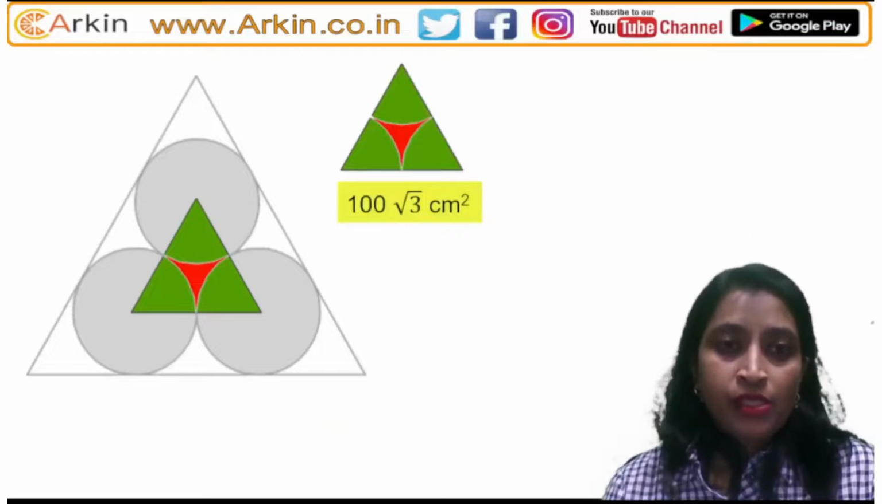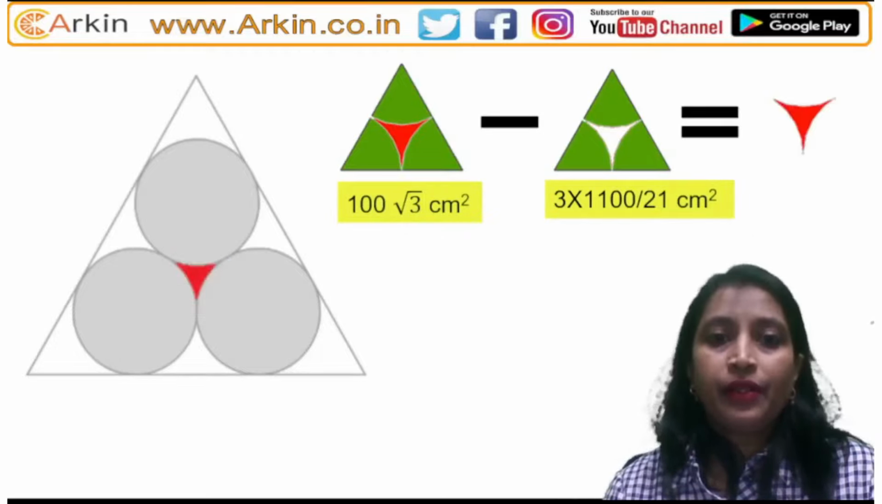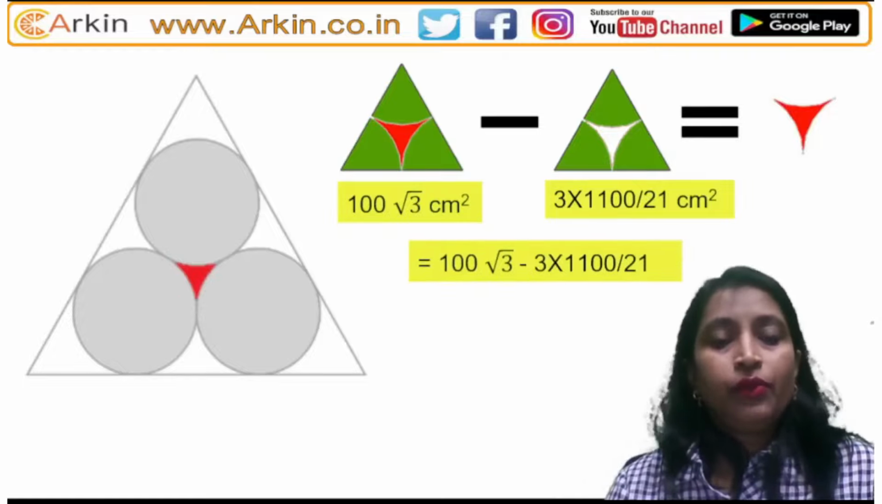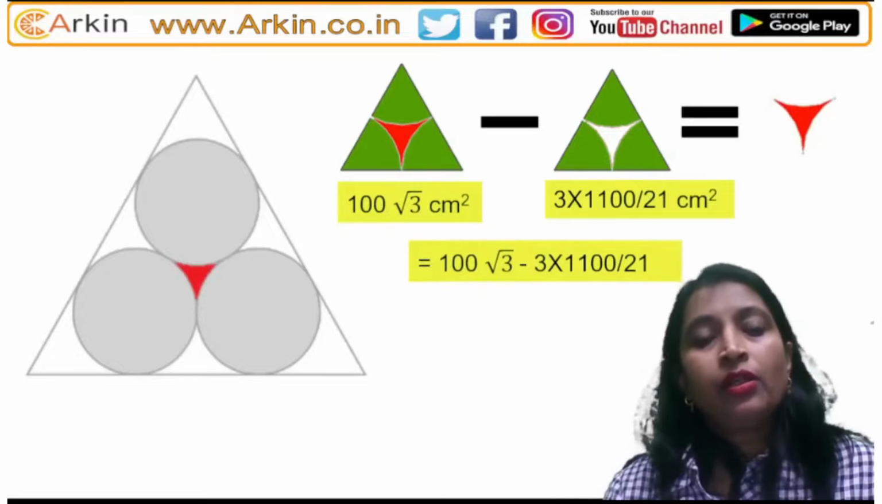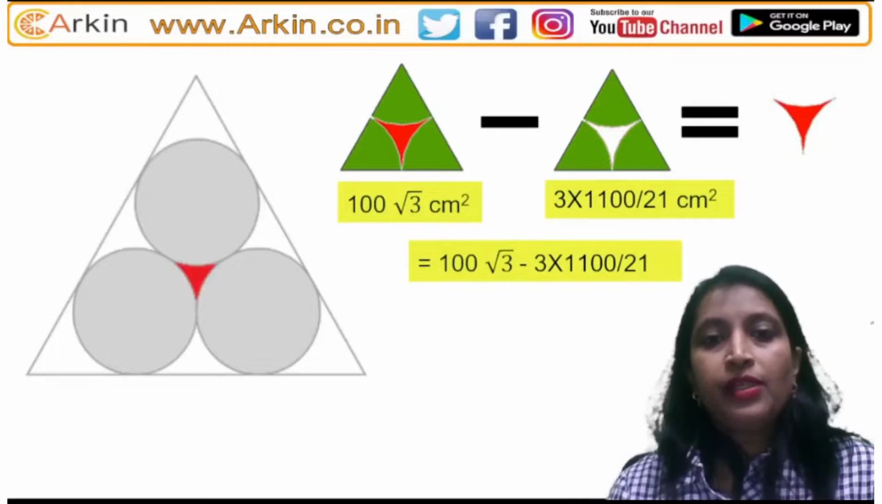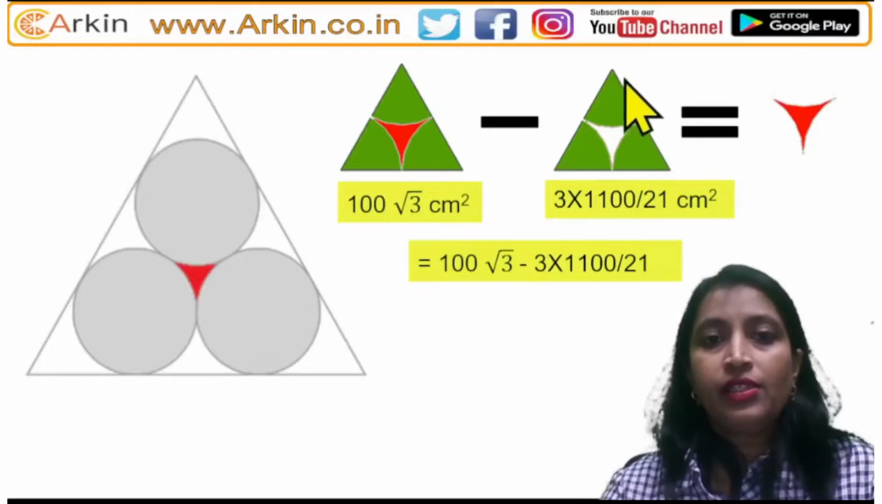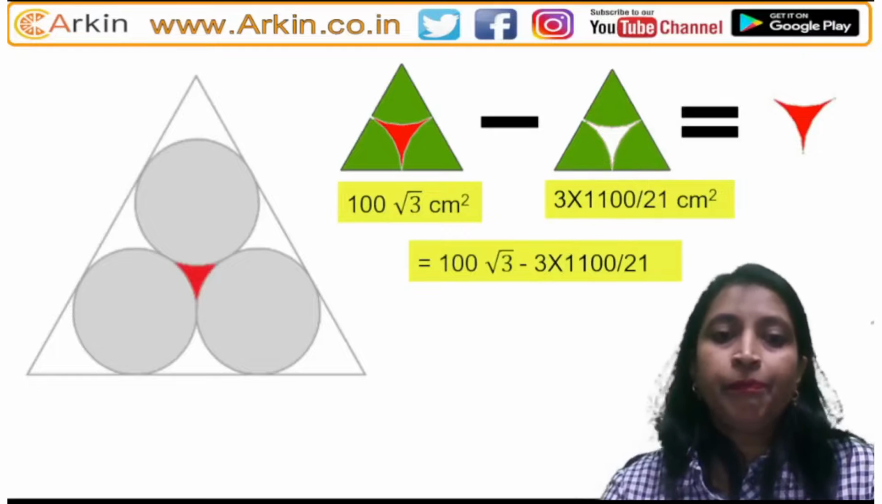Now, from this triangle, if we remove this green part, that is the sectors, we'll get the red part, isn't it? So we had taken out both the things in the earlier slides. 100 root 3 minus 3 into 1100 upon 21. There are three sectors, so we multiplied by 3.